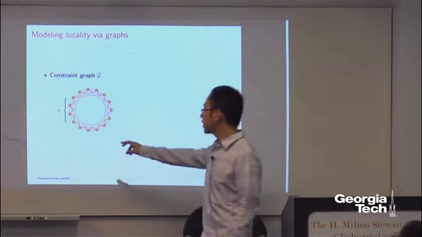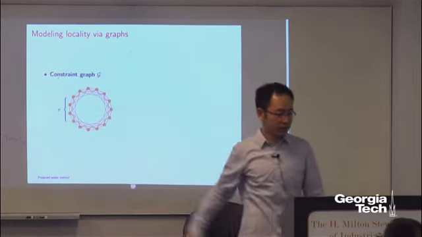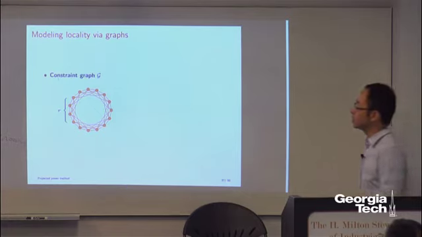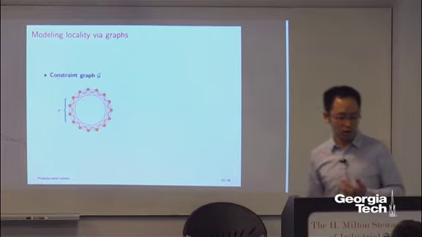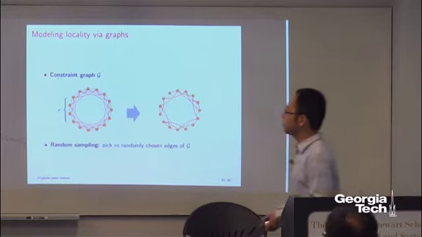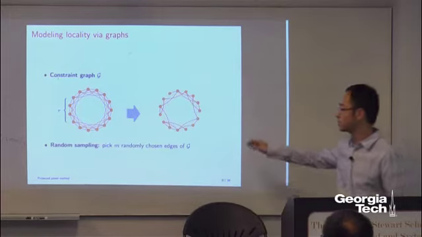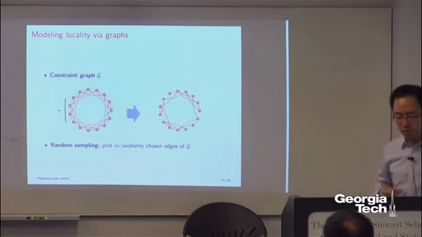If this guy is too far away from this guy, then there's no edges there, meaning that I might not be able to take any measurements between far away nodes. So a more natural sampling model should be the following. I have some constraint graph, and then over this constraint graph, I'm taking some random measurements.